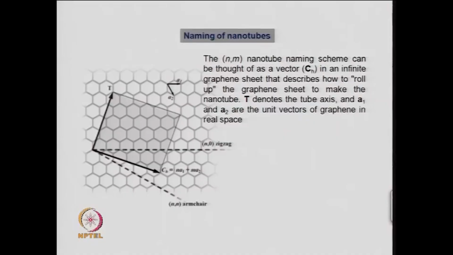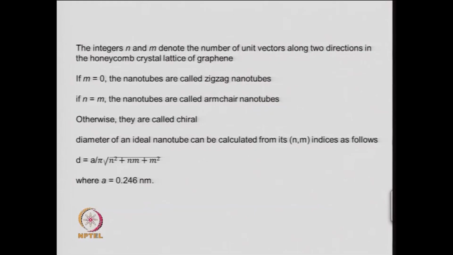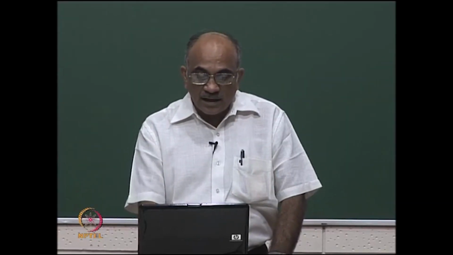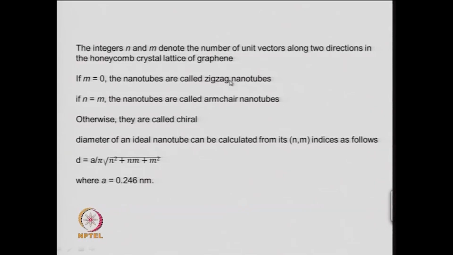And this is very important in finding out the property, because the properties of the nanotube will depend on this factor. So, the integers n and m, as I discussed, tell you about the unit vectors along two directions in the planar graphene layer or the carbon layer, and if m equals 0, the nanotubes are zigzag. If n and m are the same, then they are called armchair. Any other value of n and m, they are called chiral nanotubes.